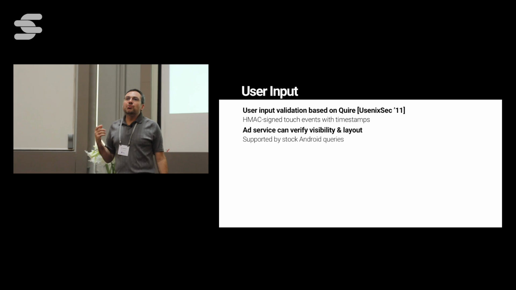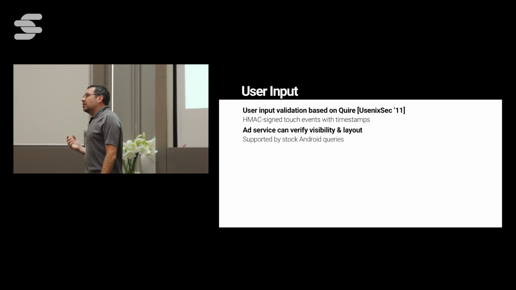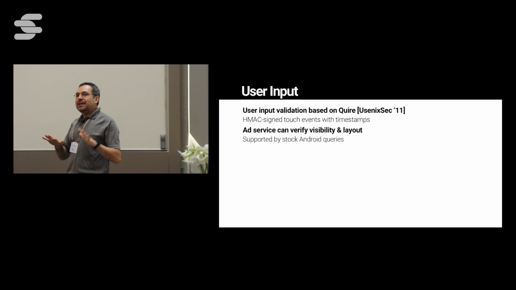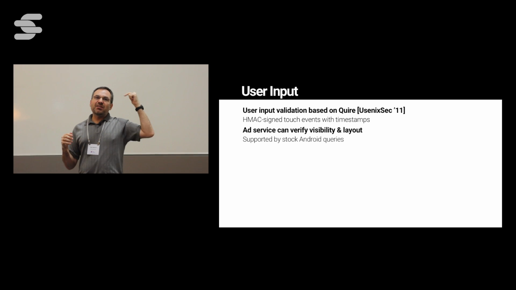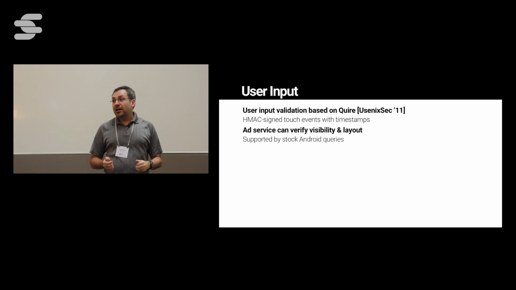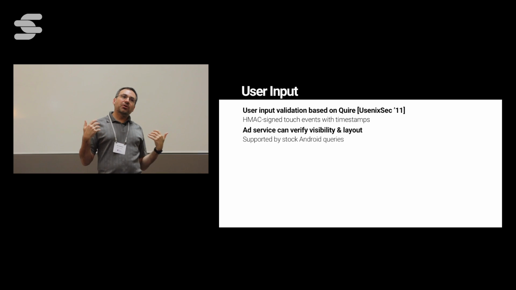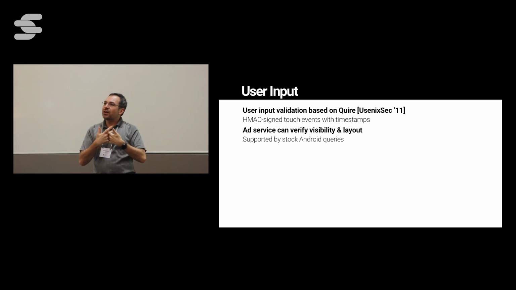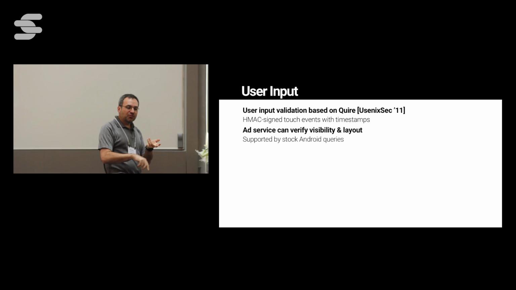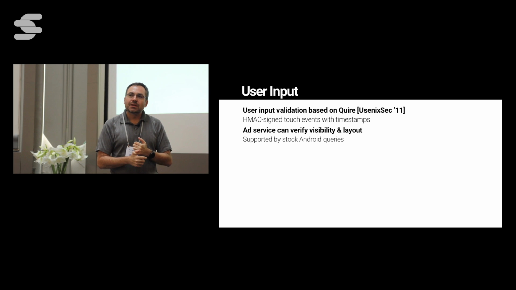So now we have this user input problem. An evil app might generate fake clicks to the ad library to give itself revenue. Or an evil ad library might want to take over the screen or do other bad things. I want to support a mutual distrust, where the application doesn't trust the ads and the ads don't trust the application.